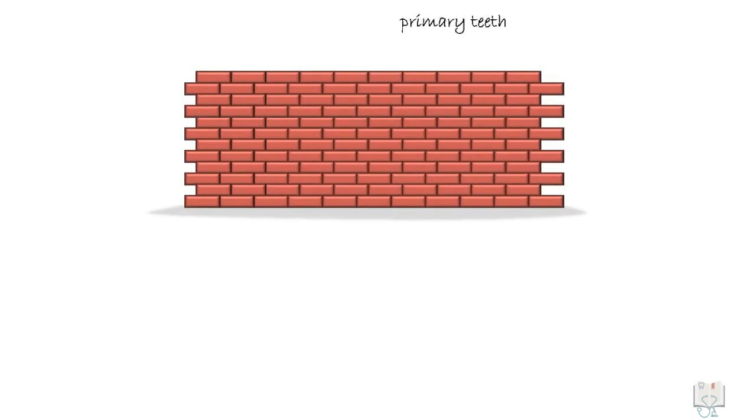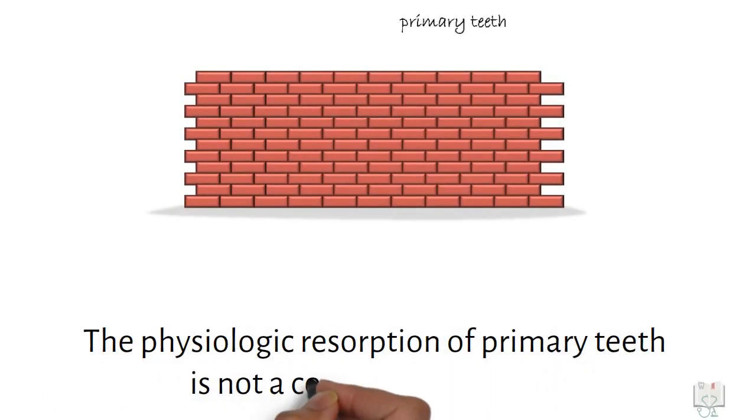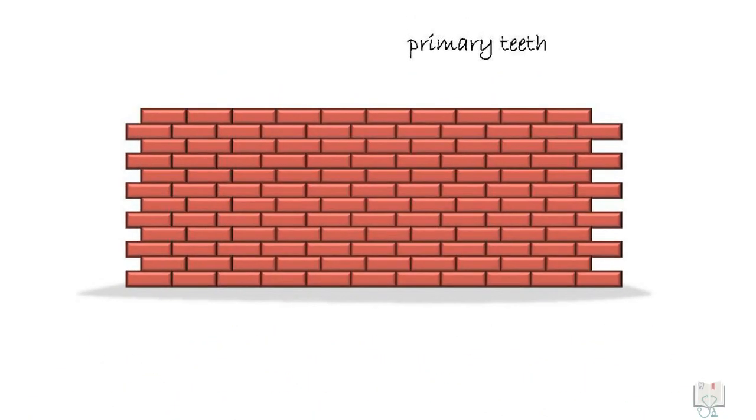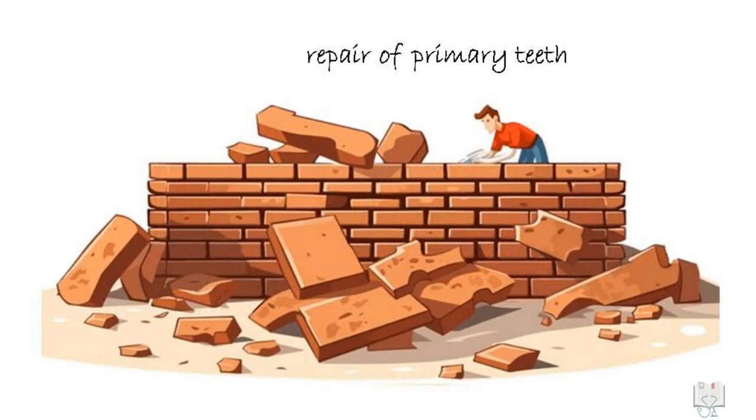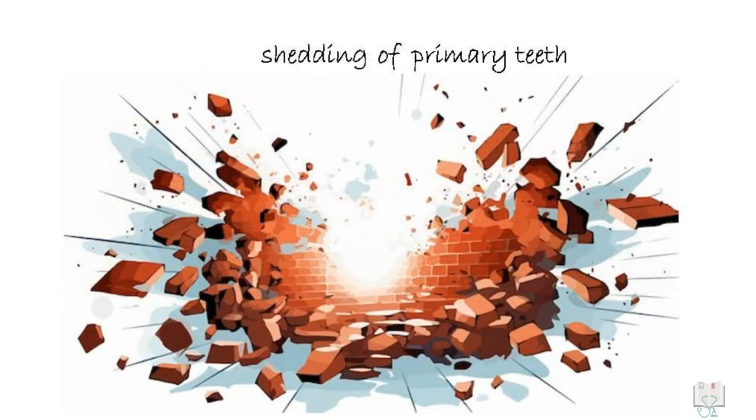The physiologic resorption of primary teeth is not a continuous process. Rather, the periods of resorption are interrupted by periods of rest and repair, during which cementoblasts form calcified structures en route. However, the resorption process progresses faster than the repair and the primary teeth are eventually shed.